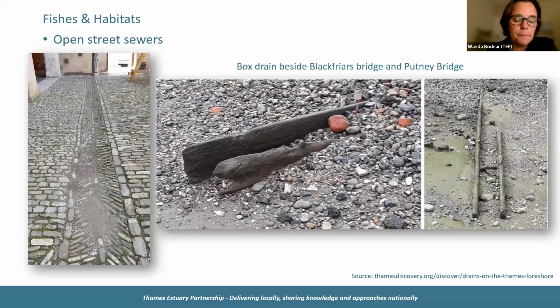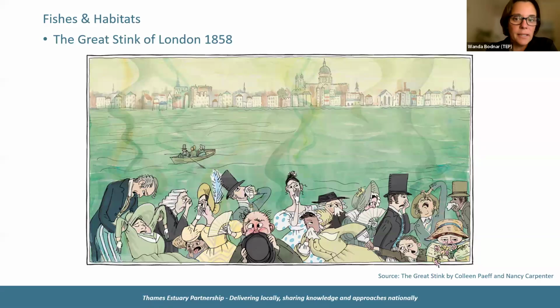In the meantime, as the city was growing and building, open street sewers were also constructed. And the primary function of these sewers was to lead rainwater away from the streets into the Thames to prevent the city from flooding. And by the 1800s, with the start of the Industrial Revolution, factories and gasworks would appear along the Thames, and these would start to release their byproducts into the estuary.